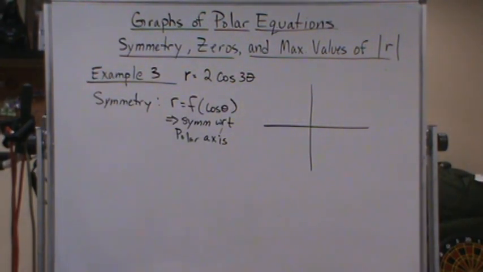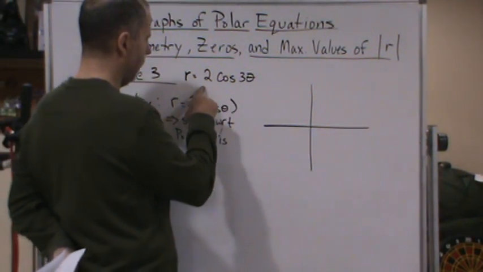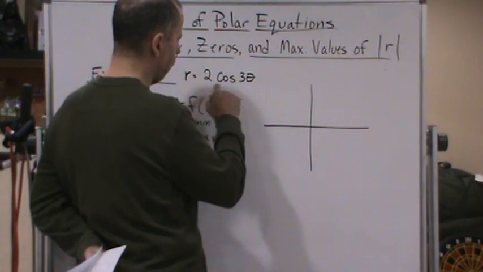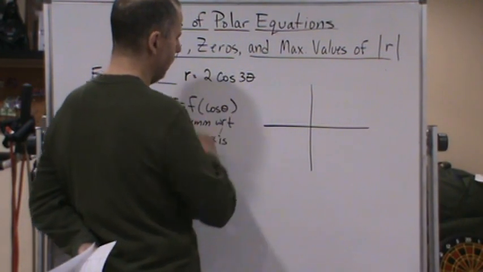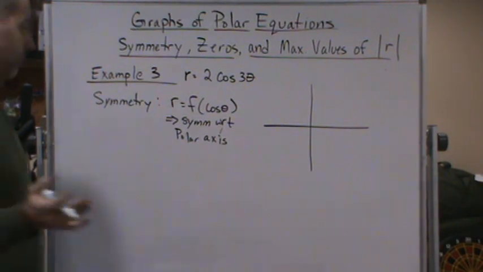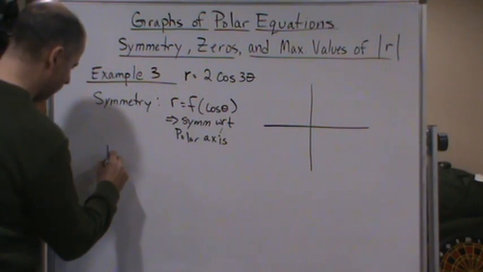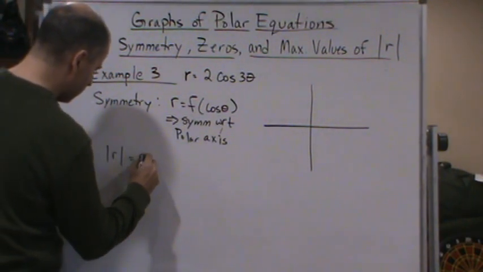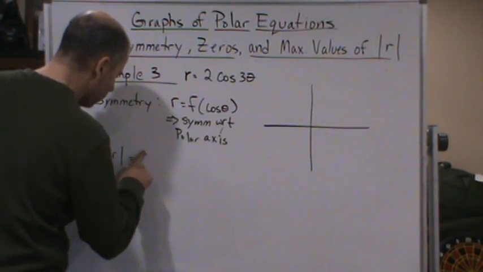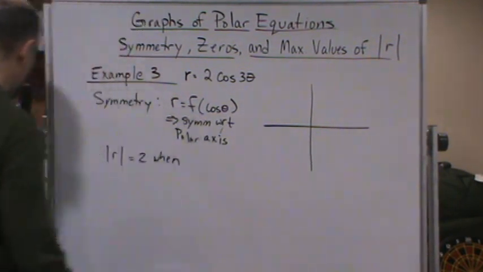Okay, and then what else do we know? Maximum value of r. So where does the maximum value of r occur? What's the maximum that cosine can be? 1. So the maximum that this can be is going to be 2. And when does that happen? So absolute value of r equals 2 when what?